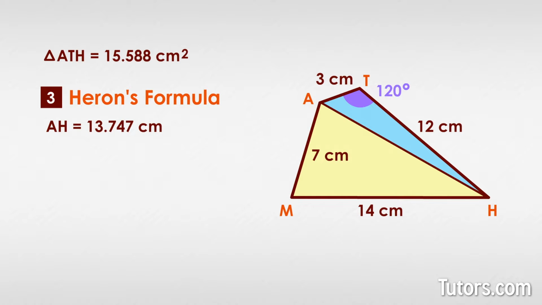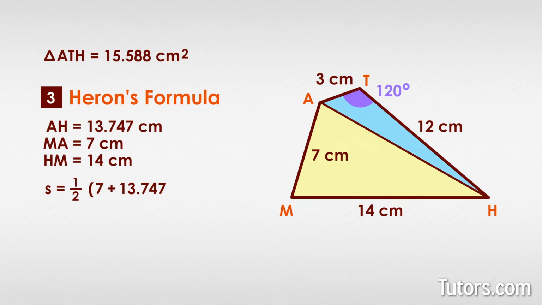Now that we have the length of the diagonal AH, we can use Heron's formula to calculate the area of the other section of our quadrilateral. Heron's formula depends on knowing the semi-perimeter, or half the perimeter of a triangle. For our triangle MAH, we have the measure of three sides. The semi-perimeter, S, is half the sum of the sides. So S equals 1/2 of 7 plus 13.747 plus 14.